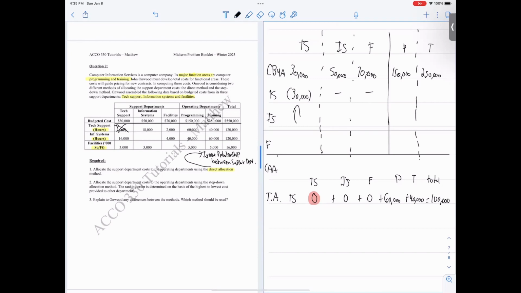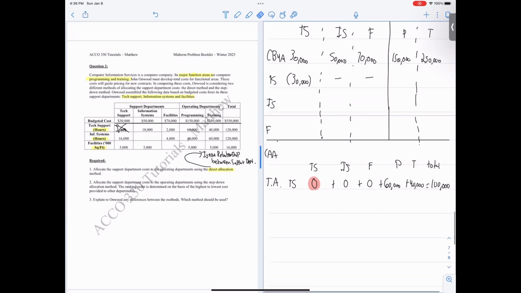So if tech support incurs $30,000 in cost and programming uses 60,000 hours and training uses 40,000, this is how much cost we're going to allocate accordingly. Right now we have 60 and 40, but we have to turn this into proportions. When doing chapter 15 cost allocation questions on your exam, I highly recommend you leave everything in a fraction so as to avoid rounding errors. It's even like that in the answer keys when grading. Everything is shown as a fraction. So this is how I want you to do it.